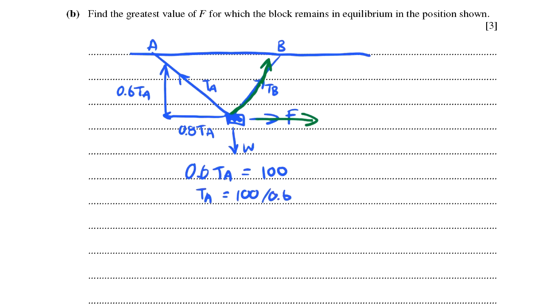Why? Because the force F, now that B is going to have no tension whatsoever when it's about to move, all the weight of the object is in tension A, then the force F is going to equal 0.8 TA. So F is equal to 0.8 times 100 divided by 0.6. So F is going to equal, approximately, if we put it in a calculator, 133 newtons, more exactly 400 over 3. And that's the answer.